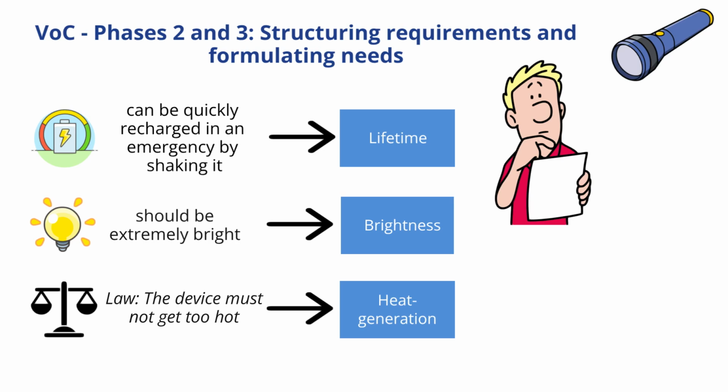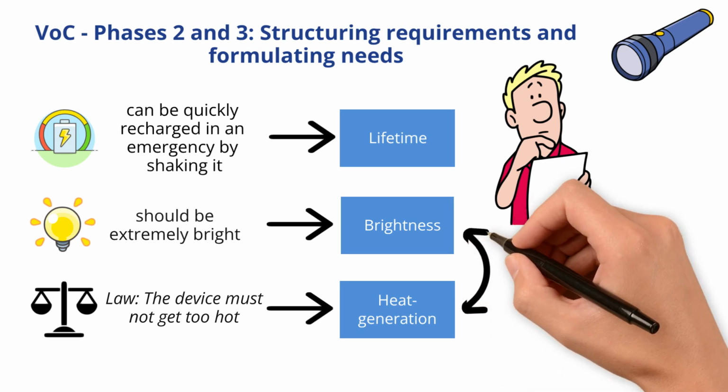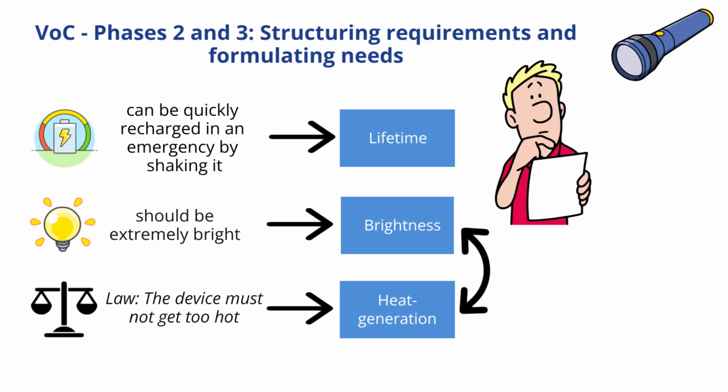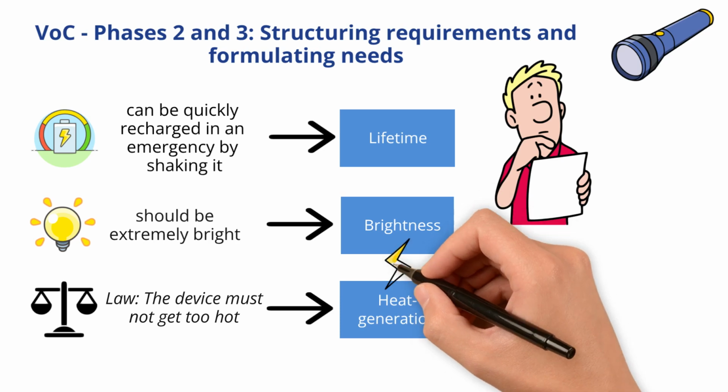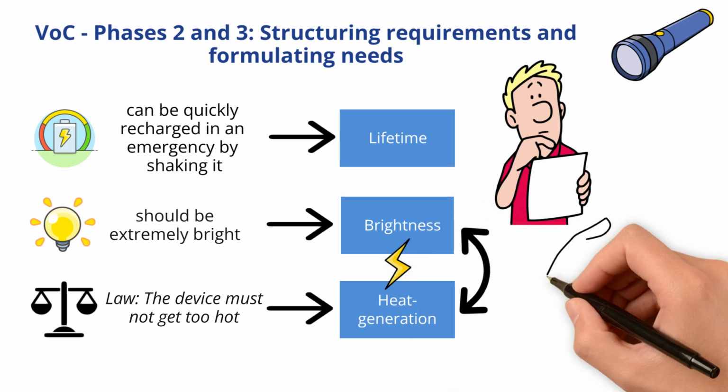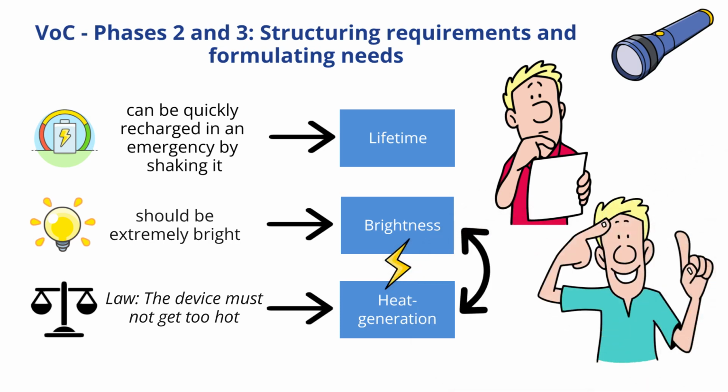In our example, it's clear that brightness could be related to heat generation. The brighter the flashlight is supposed to shine, the more energy is required, and the greater the tendency for heat to be generated.